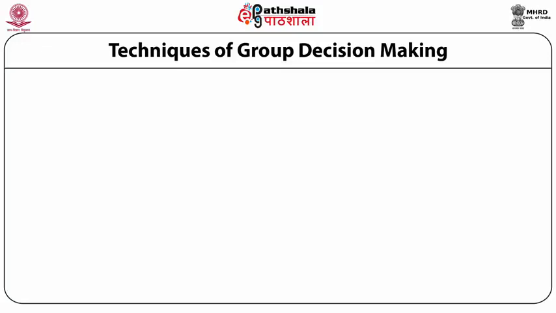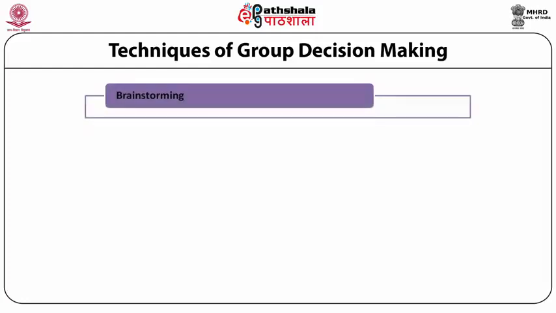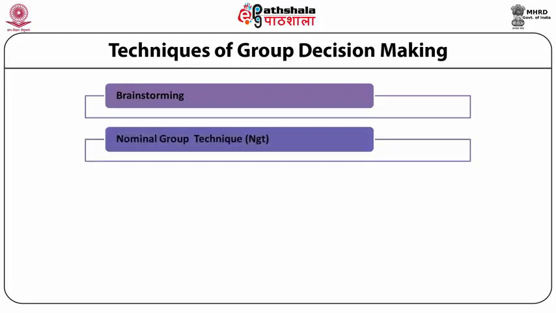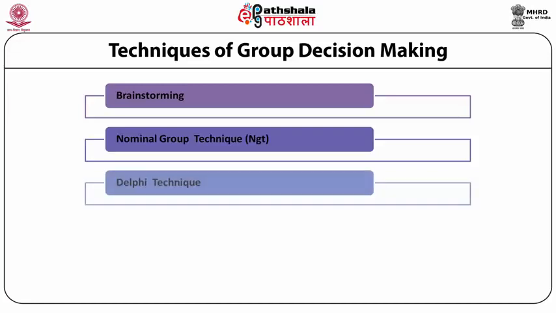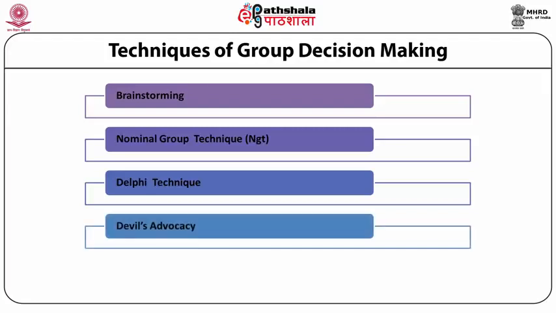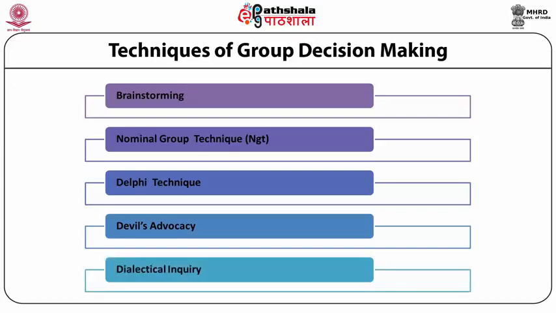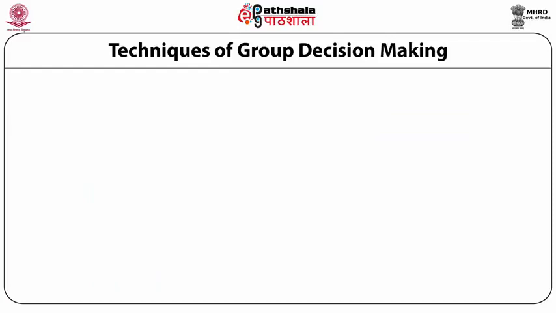I'm sure you must have heard about some of them earlier as well. Now, these could be brainstorming. This could be nominal group technique, which is also called the NGT technique. Then there is a technique called the Delphi technique. Then there is another one called Devil's advocacy. And fifth, we have dialectical inquiry. Let us discuss these one by one. The first technique is called brainstorming.